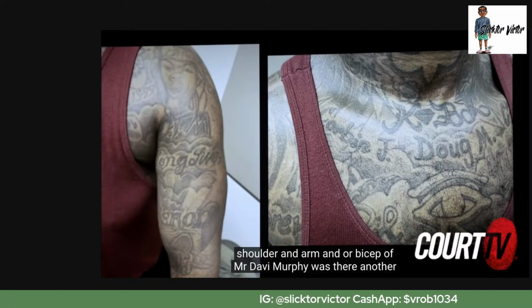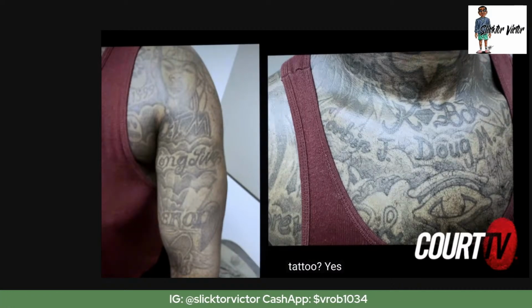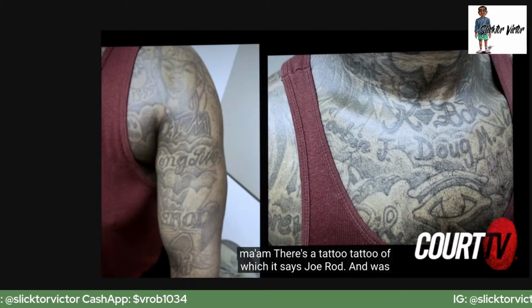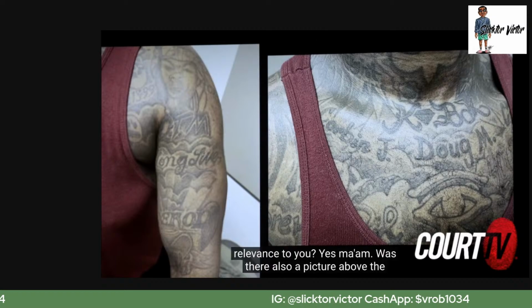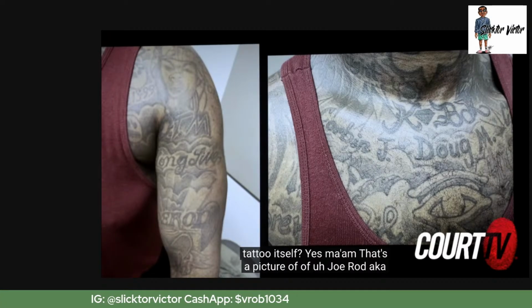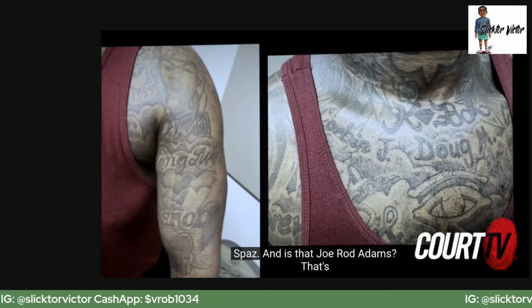And was that of relevance to you? Yes, ma'am. Was there also a picture above the tattoo itself? Yes, ma'am. That's a picture of Joe Rod, aka Spaz. And is that Joe Rod Adams? That's correct. Is that the same individual you previously identified had been killed at the Rains High School shooting? Yes, ma'am. And was that by Robert Howard, 6 block member? Yes, ma'am.